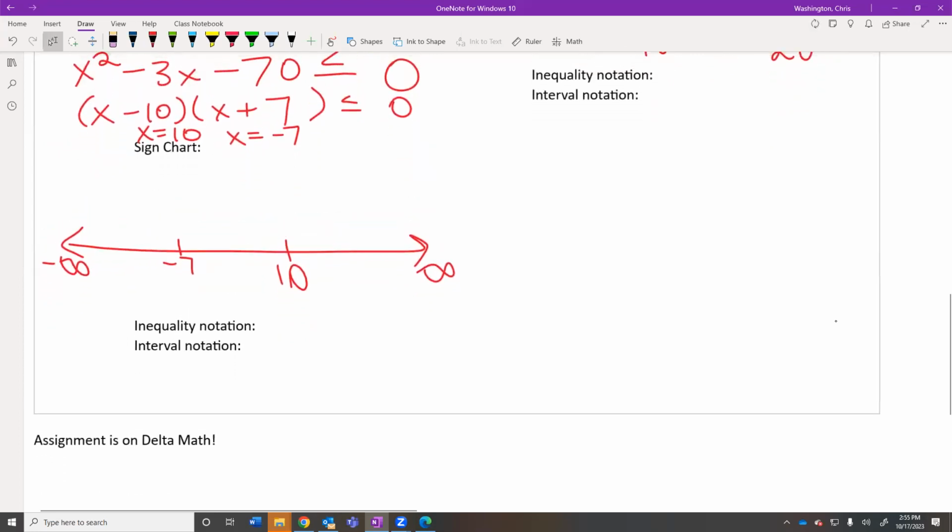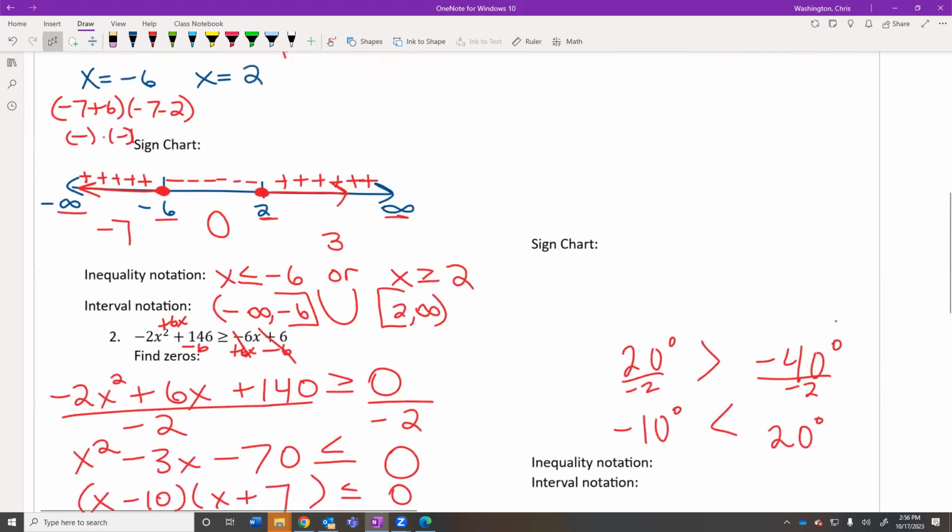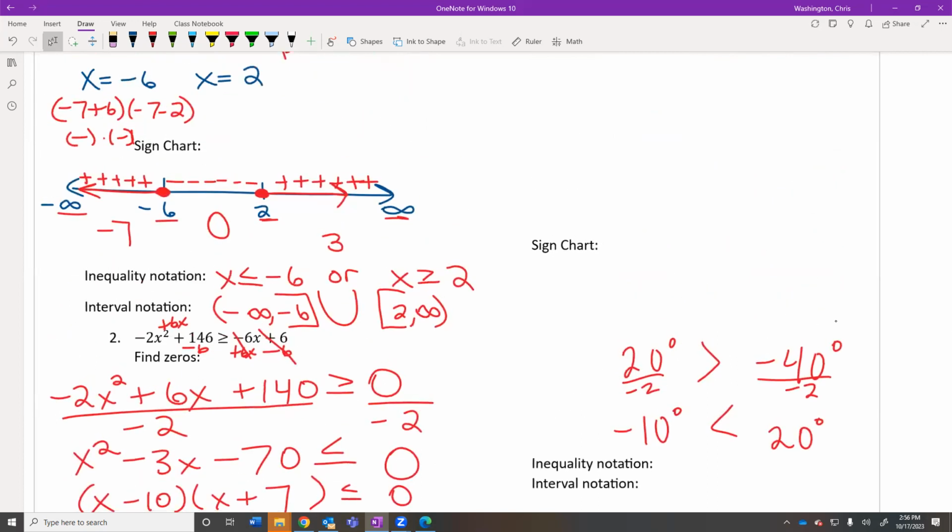So now we're going to test points. But you notice what happened up here? Negative infinity to negative 6 was positive, and then it switched to negative, and then it switched back to positive.